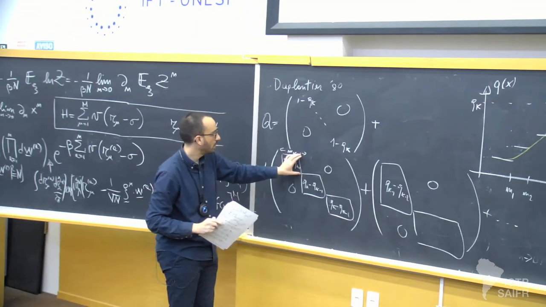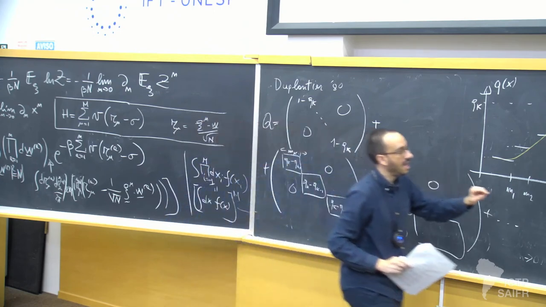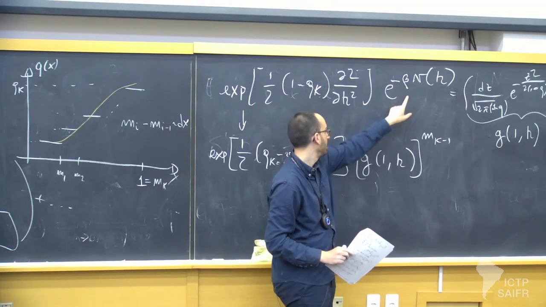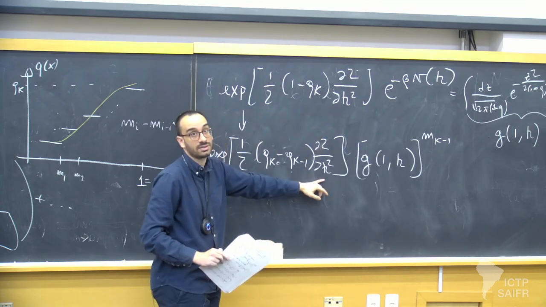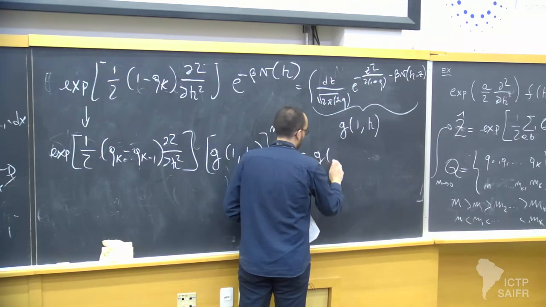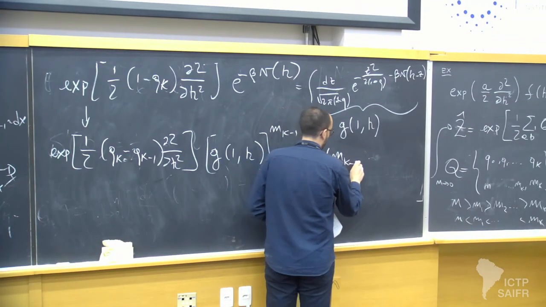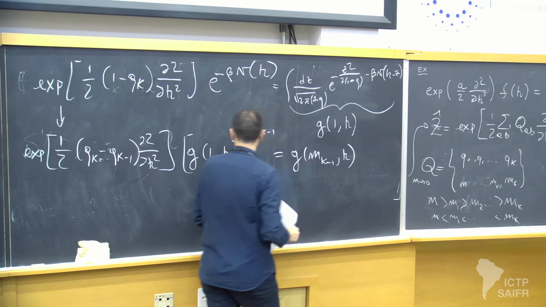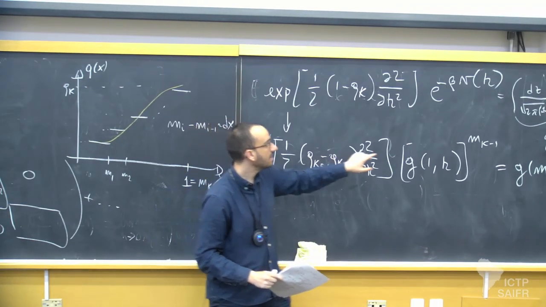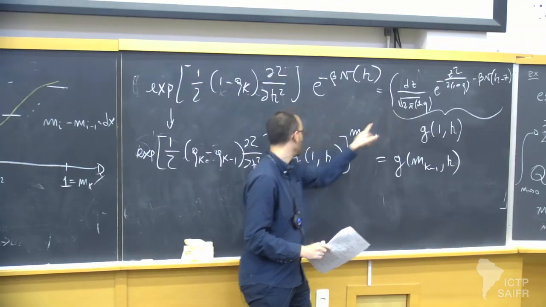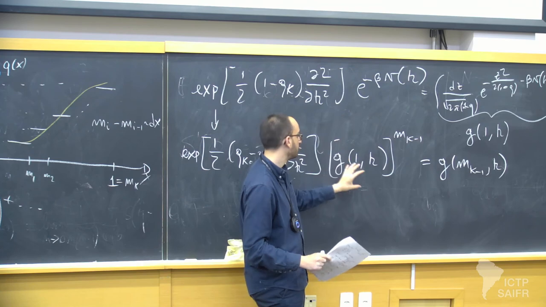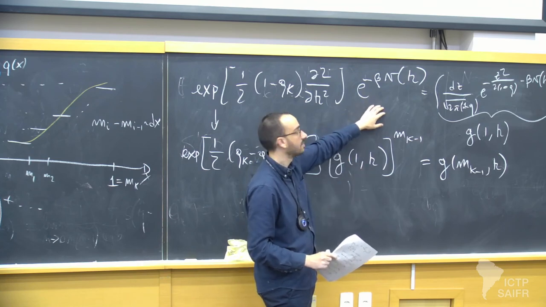OK, so it will act on m_{k-1} of this innermost term. And then I need to apply this differential operator. So this is what I define as g of m_{k-1} and h. Again, now you see that this is a Gaussian integral. I can rewrite it this way, but now the kernel is this one. And this is applied to some function that I need to compute.